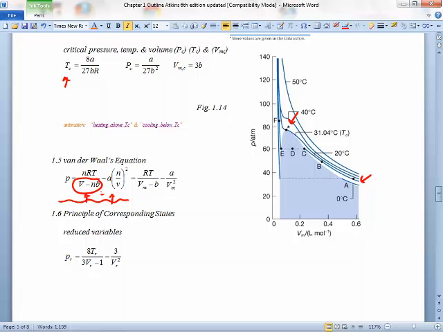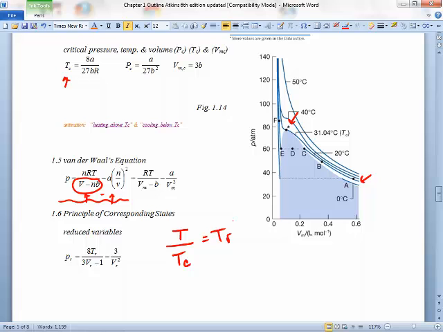Reduced variables. If you take the temperature and divide it by your critical temperature, you get the reduced temperature. Let's start here. To get the little r, the reduced temperature, you divide by the critical temperature. To get the reduced pressure, you divide by the critical pressure.